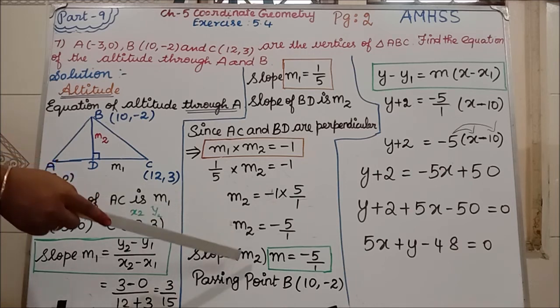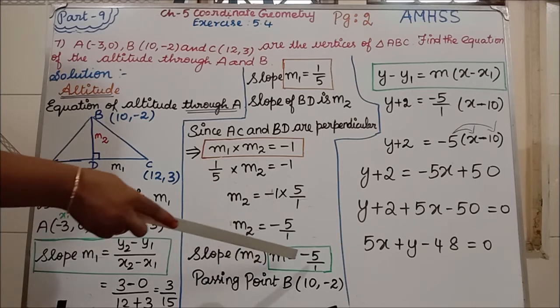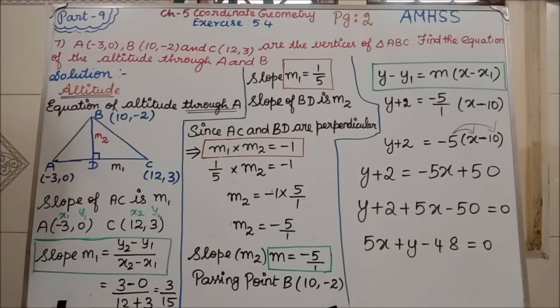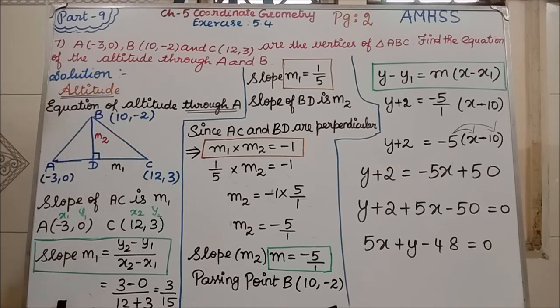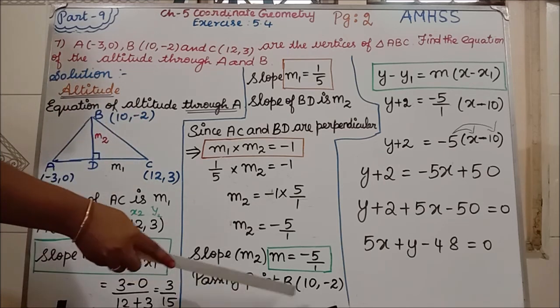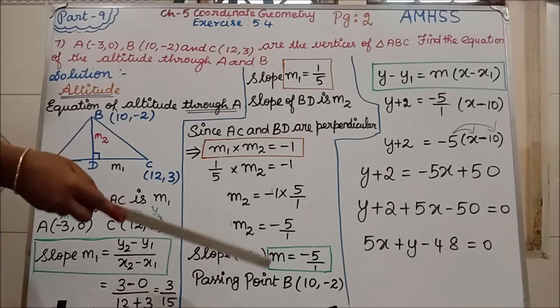Clear? Now the slope m2 is our m. I have told you before, whatever slope you are finally finding, that slope only you have to consider as m. So now slope m is equal to minus 5 by 1, which is nothing but minus 5. Clear students? Next, this altitude is passing through one point. What is that point? 10 comma minus 2. So the passing point is B (10, -2). Clear students?